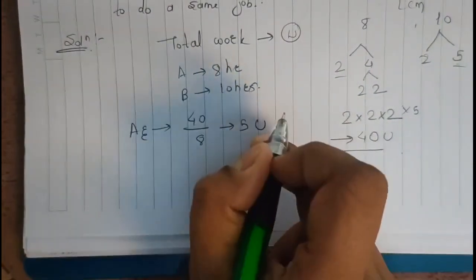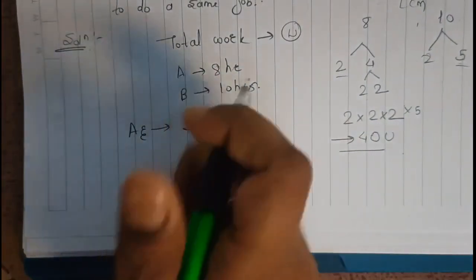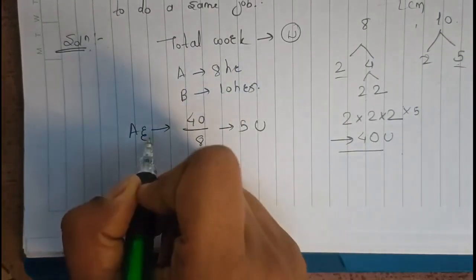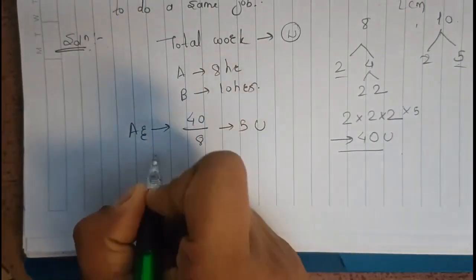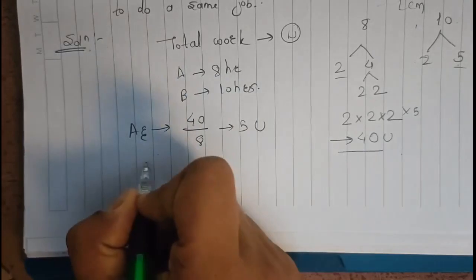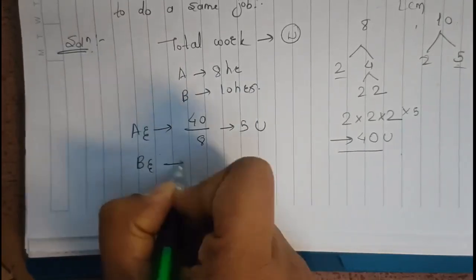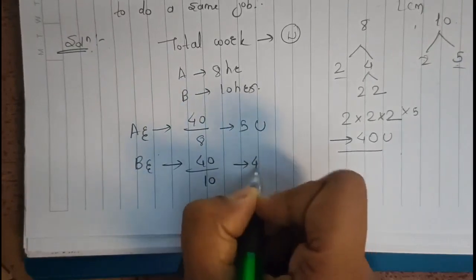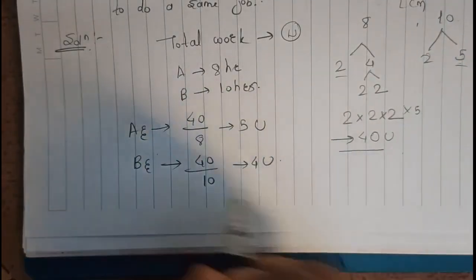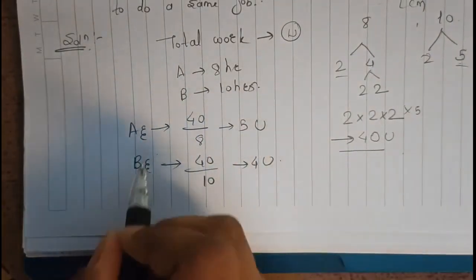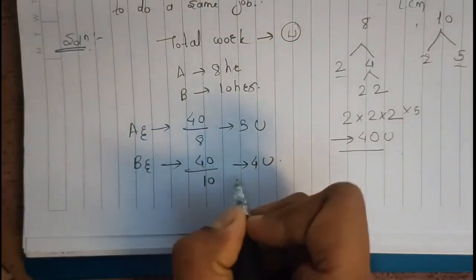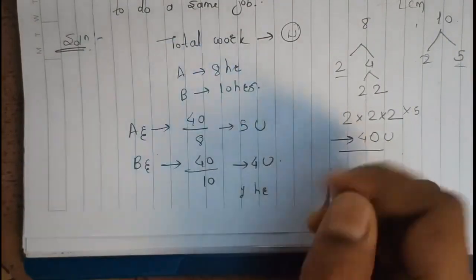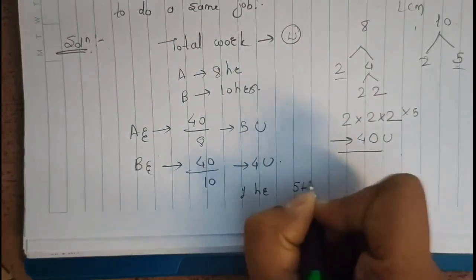So 5 actually here is the efficiency of A, right? So 5 units can be done by A in 1 hour, right? So in 1 hour A can do 5 units. Similarly, B's efficiency is 40 upon 10, which is 4 units, right? So you can say, from here you can see that in 1 hour A and B can together perform 5 plus 4, that is 9 units, right?